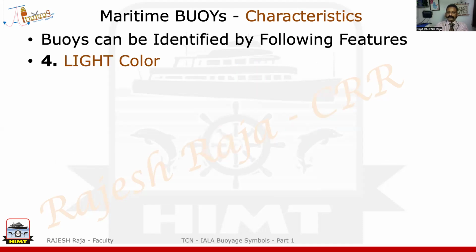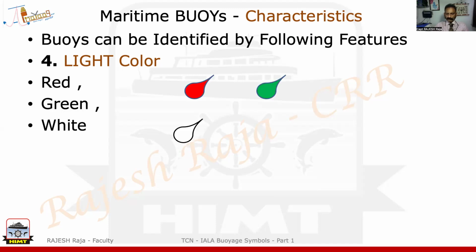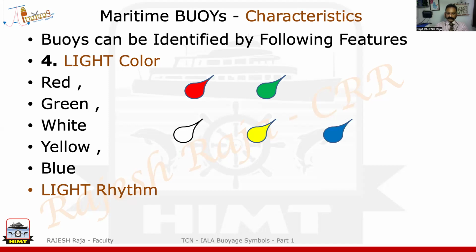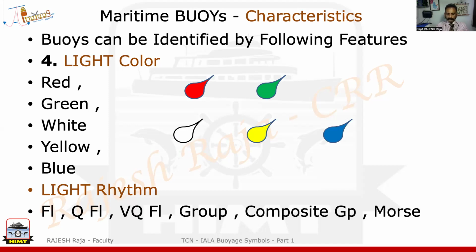Then what about at night? At night, they will have lights for identification. So they will have colors, and they will have rhythms also. Let us see the colors: red, green, white also, yellow, and blue. Sometimes you will see a combination of them also. Then there's the light rhythm. Rhythm can be simple flashing, quick flash, very quick, group of flashes, composite group, and Morse code. All these things are possible. There's one more, which is isophase. It could be isophase as well.